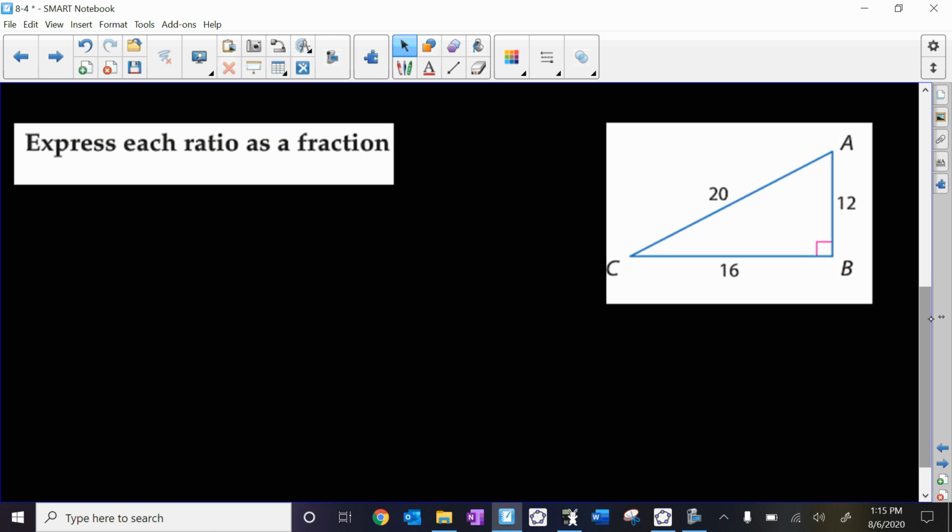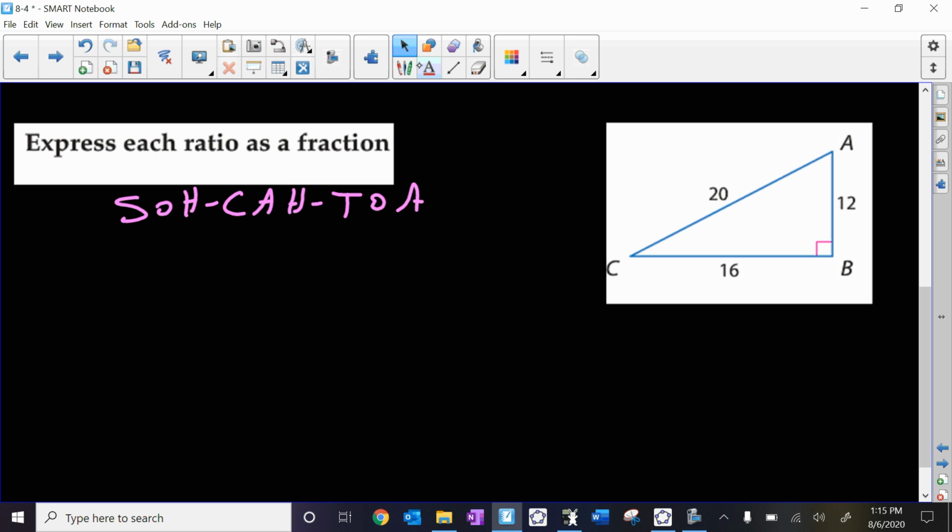Okay. I forgot to mention in the last video that there is an easy acronym to help you remember these trig functions, and it looks like this. SOHCAHTOA. Okay, that should help you understand what these trig functions mean.